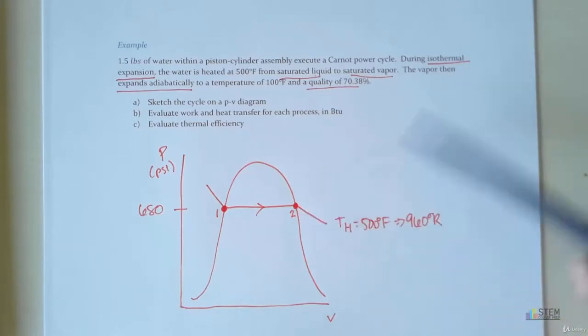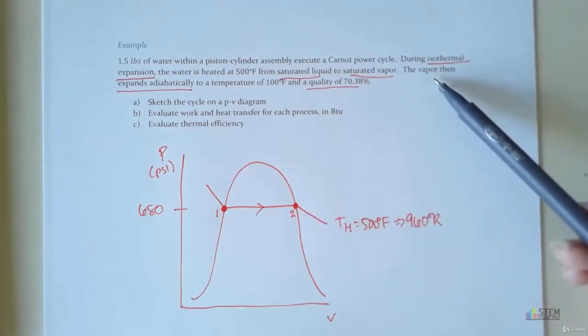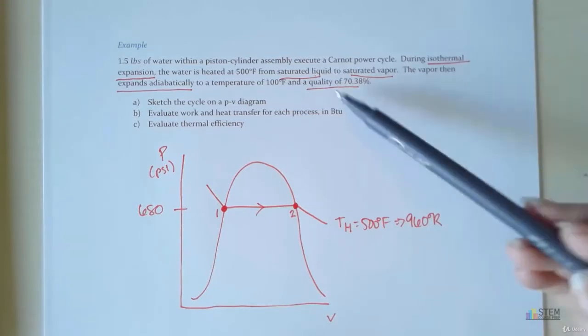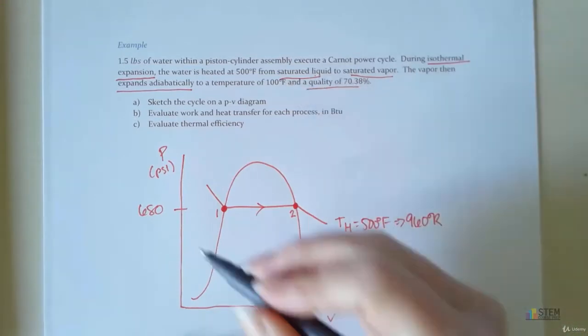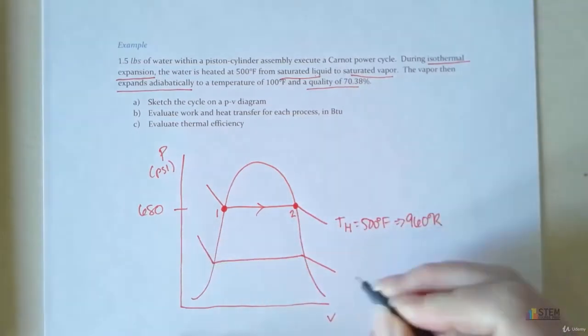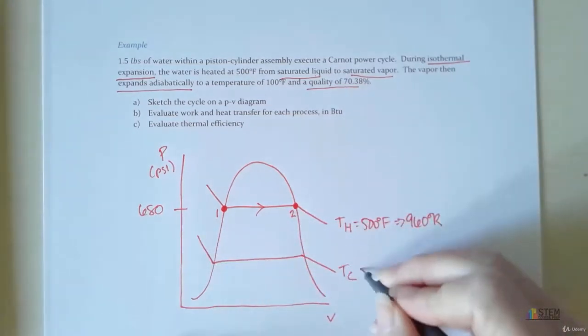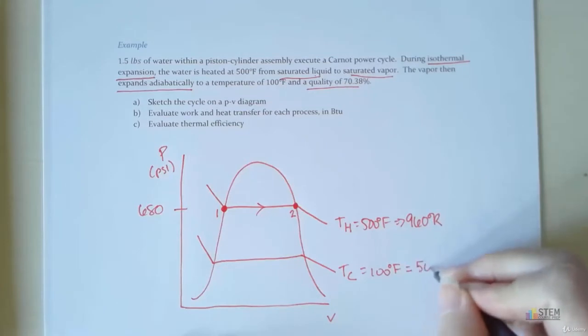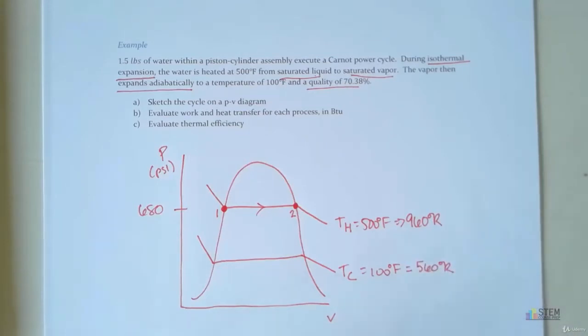After that, we are told that the vapor is then going to expand adiabatically to a temperature of 100, and then it gives us that quality. Let's draw another line for the temperature. This will be TC. This is our lower temperature, which is 100 degrees. Convert that to Rankine, you get 560 degrees Rankine. And we know our quality is 70.38%.